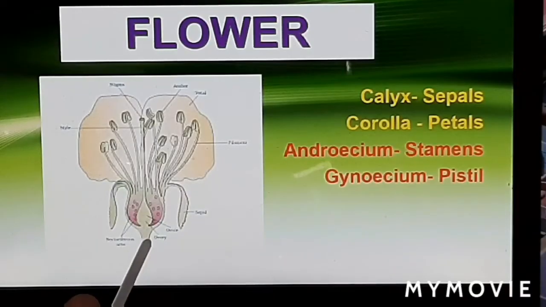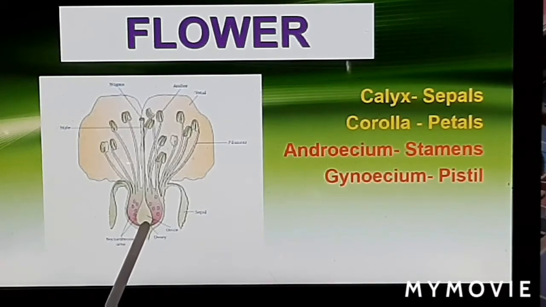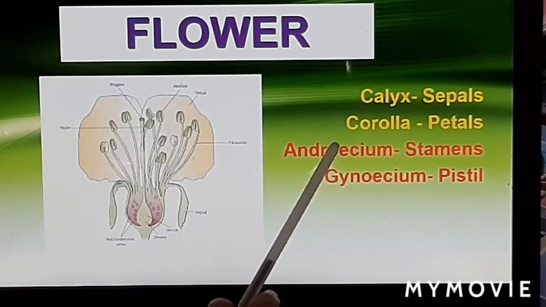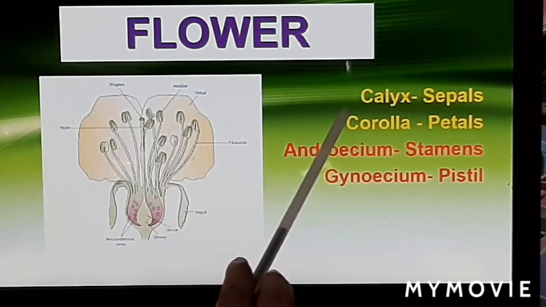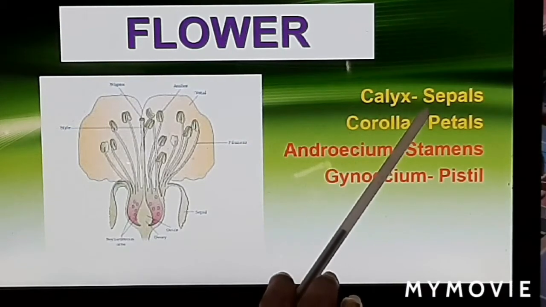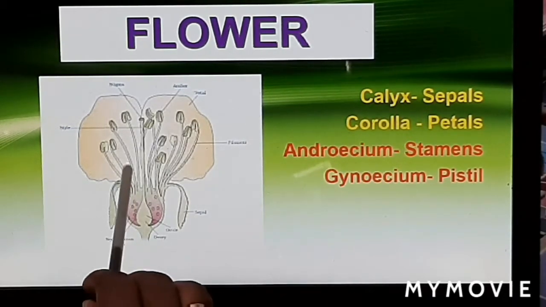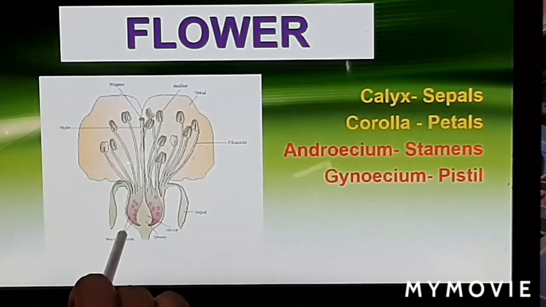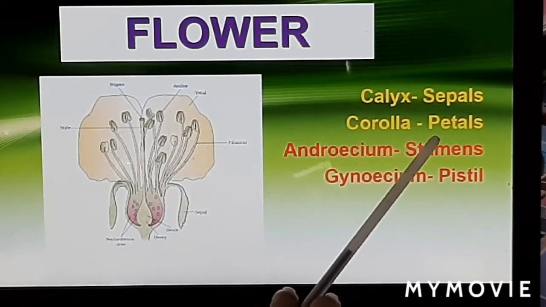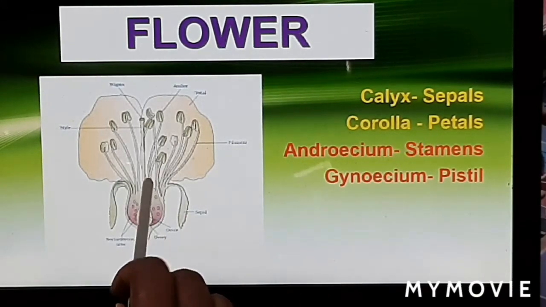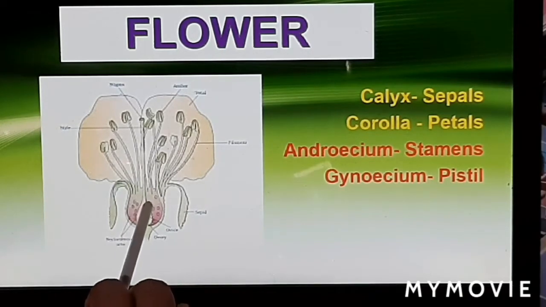Now let us study the different parts of a flower. The stalk of the flower is called pedicel and the tip of the pedicel is somewhat swollen and it is called thalamus. All other floral parts like calyx, corolla, androecium and gynoecium are attached on the thalamus. The outermost whorl is the calyx, which is made of sepals, which mainly protects the floral parts during its bud condition. Inner to the calyx is the corolla, which consists of petals. It is brightly colored and attracts the insects for pollination.